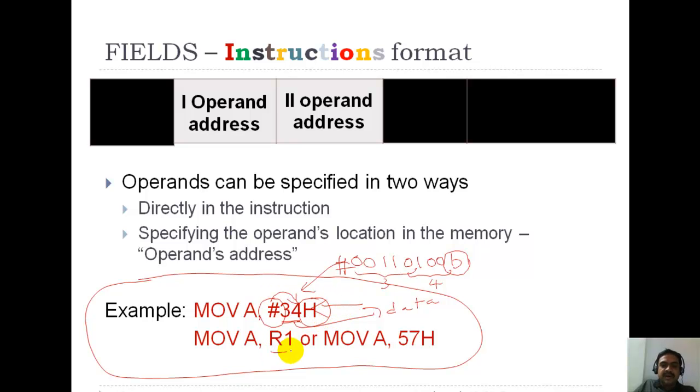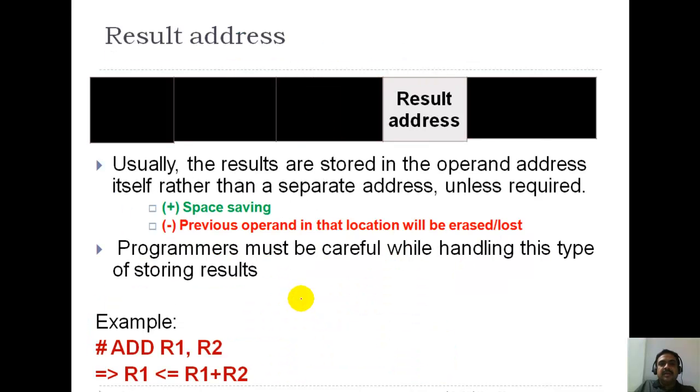Okay. This is from register to the accumulator. This is from an address location to the accumulator, and this is immediate data. Similarly, the result address: in the case of accumulator based architecture, we don't have to worry about the result address because it automatically goes to the accumulator. In the case of register architecture, it's very important for us to tell, directly or indirectly, the location where the result has to be stored.